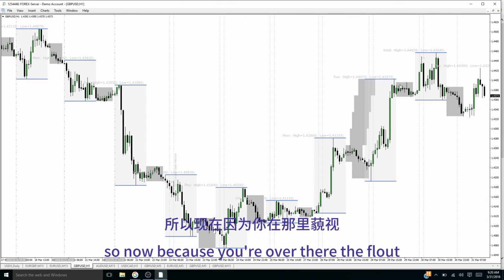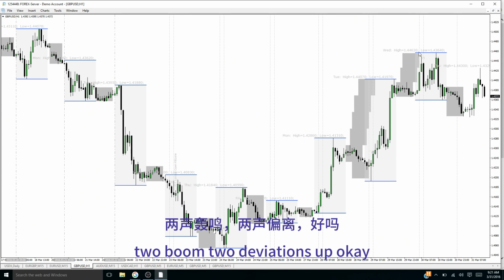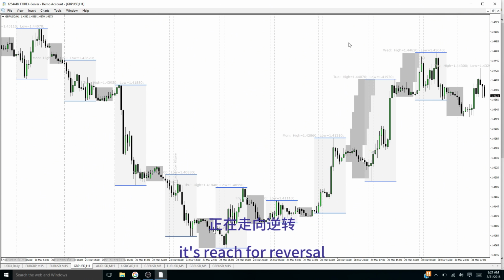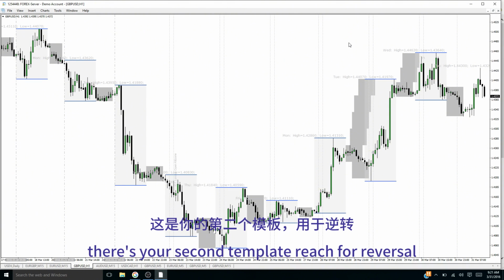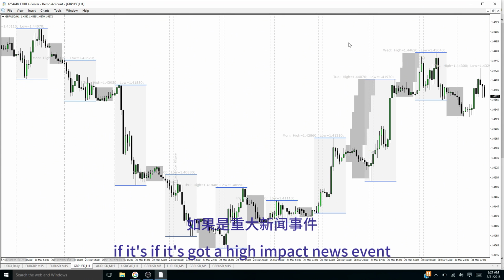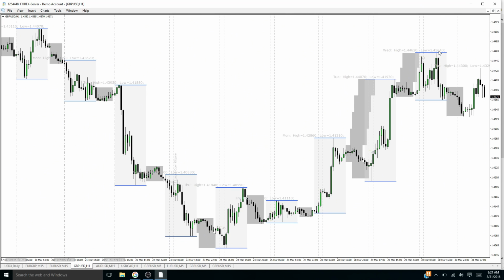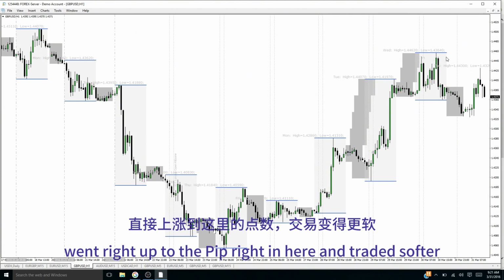So now because you're over there, it comes 1, 2, boom, 2 deviations up. It's a reach for reversal. There's your second template. Reach for reversal. It's going to have 2 deviations. If it's got a high impact news event, it could go 3 deviations up, and then it'll go into a reversal or consolidation. We've done both. Went right up to the pip, right in here, and traded softer.